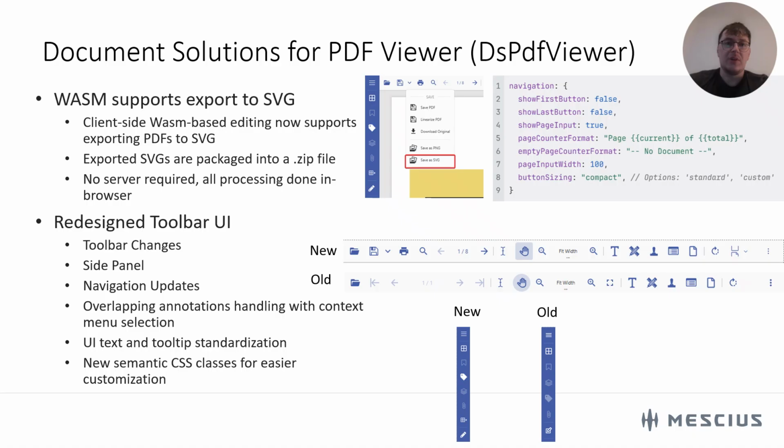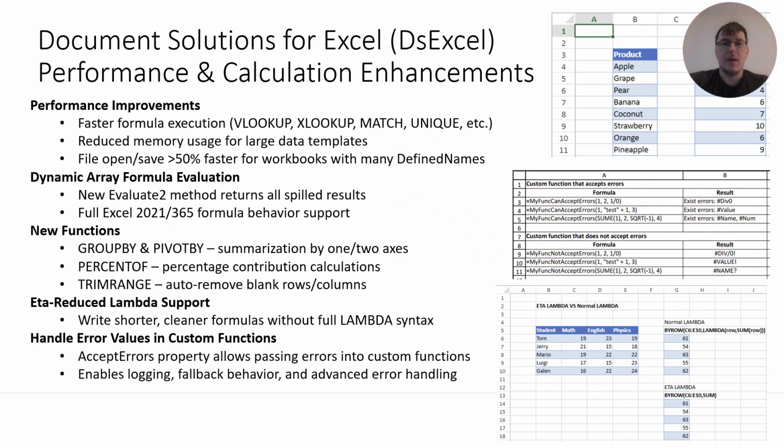Navigation is now both more compact and more powerful. The page input is cleaner, and you can navigate with intuitive keyboard shortcuts, even jumping straight to the first or last page with Control-click. Overlapping annotations are now easier to manage with a dedicated list in the context menu showing all annotations under the cursor. Finally, we've standardized the entire UI for consistent formatting and added new CSS classes so that developers can style the viewer more easily.